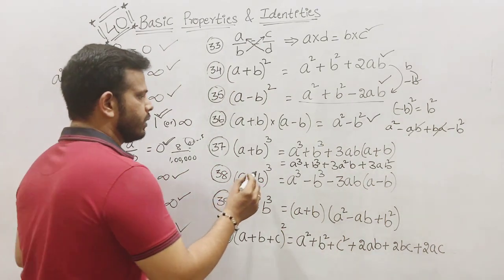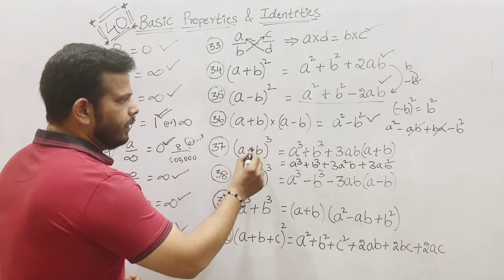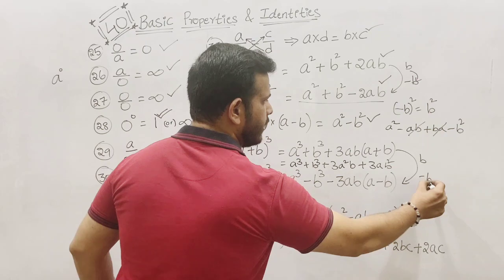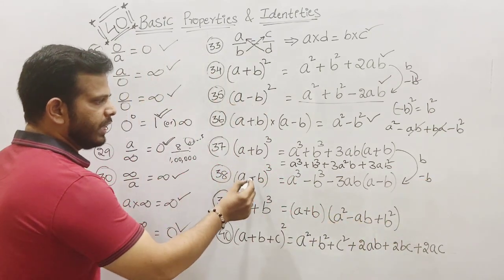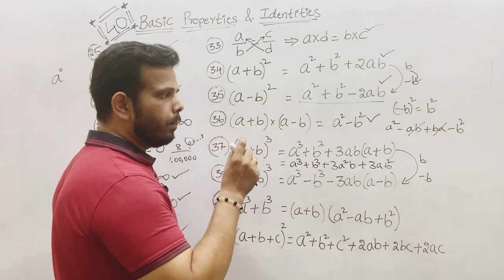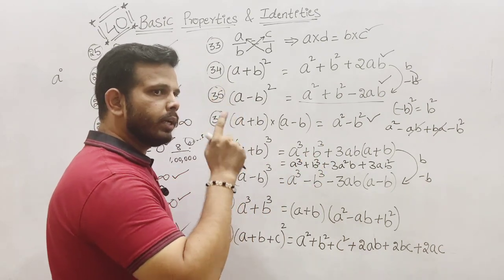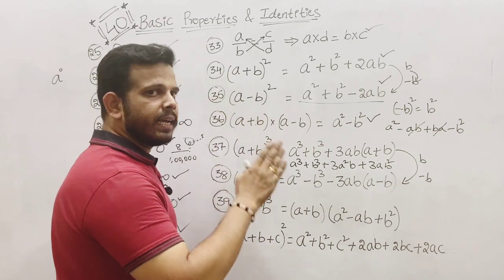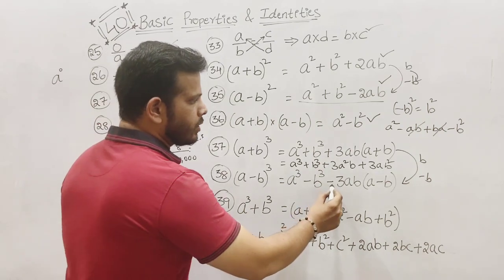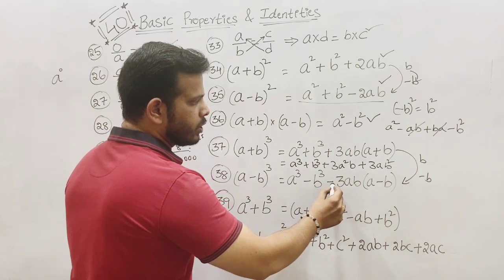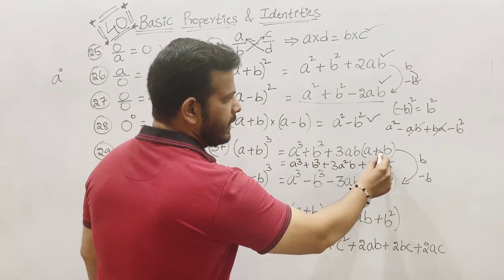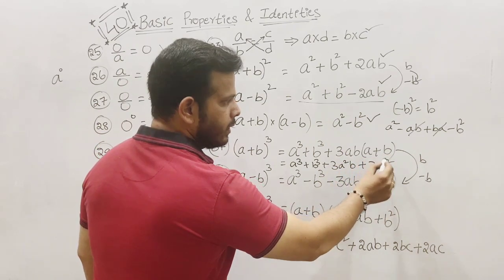Okay, next. Here same, as we have done here, B is replaced with minus B here. Minus B whole cube, minus 1 whole cube, it is minus 1 into minus 1 into minus 1. It is again minus 1. So it is minus B whole cube. Okay, next. Here B with minus B, that's why it is minus B. And next, A minus B, A minus B. Here plus, it is minus.